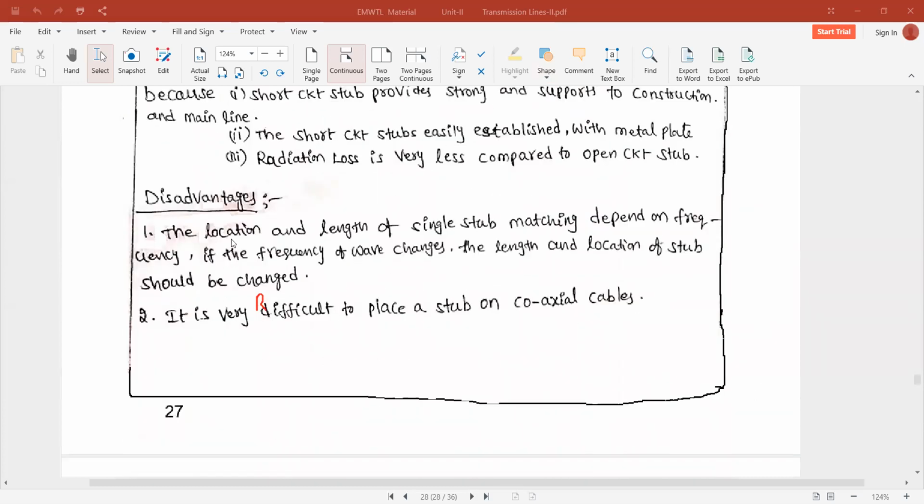And the disadvantages: the location and the length of the single stub depend upon the frequencies. If the frequency of waves changes, the length and the location of the stubs should be changed. It is very difficult to place the stub on coaxial cables. These are the disadvantages when we measure the length from the load end.